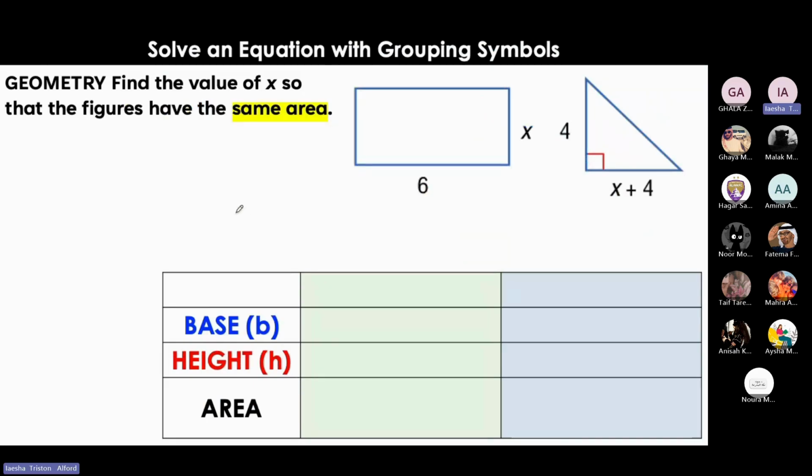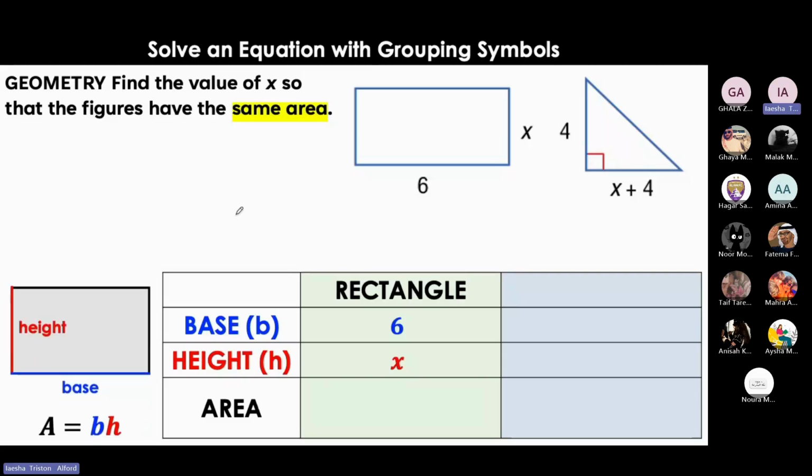This one, we have another one. So the first shape is a rectangle. What is your base here? 6. What is your height here? X. What's the formula for the area for the rectangle? 6 times X. So base times height. So we have 6 times X.